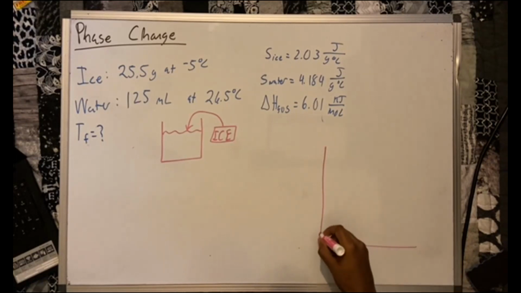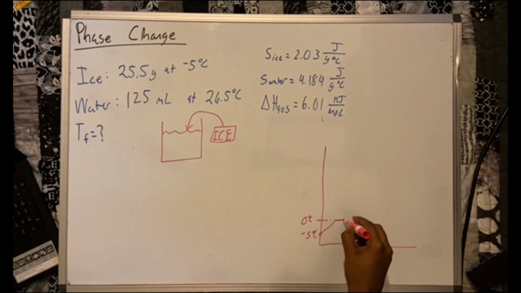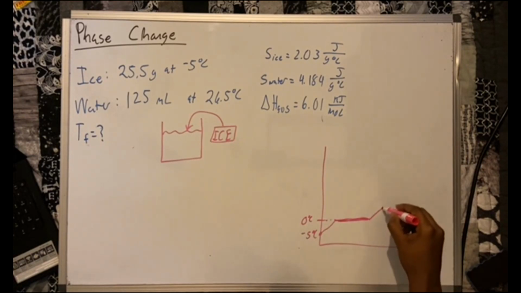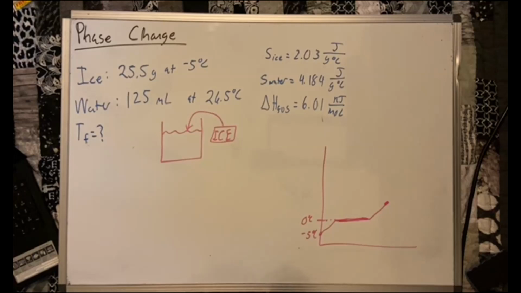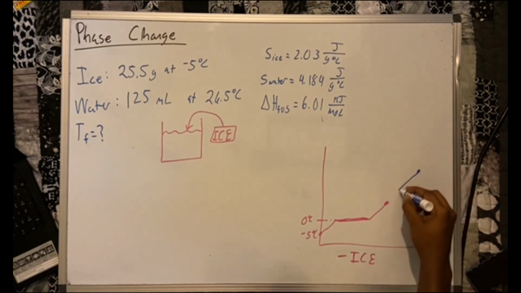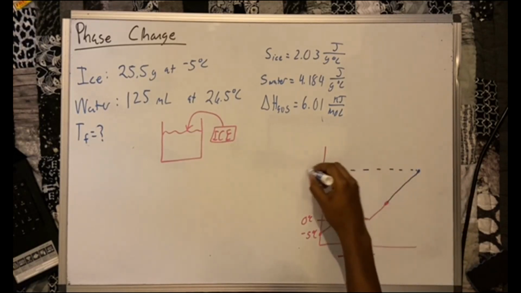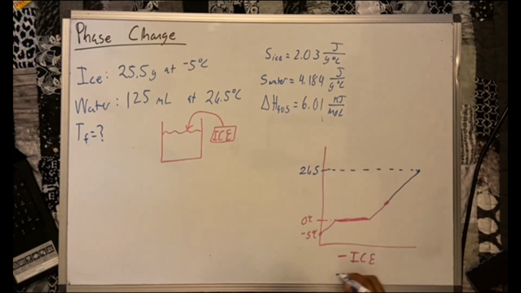So I have my ice down here, -5. And so it's going to heat up to 0 degrees Celsius. I'm going to assume that all of it's going to melt, maybe. We don't know, we're going to assume that. And then it's going to heat up to some temperature we don't know. And so this is for ice. And then my water is just going to cool down. It's at some temperature up here, 26.5, and it's just going to cool down. So this is my water.